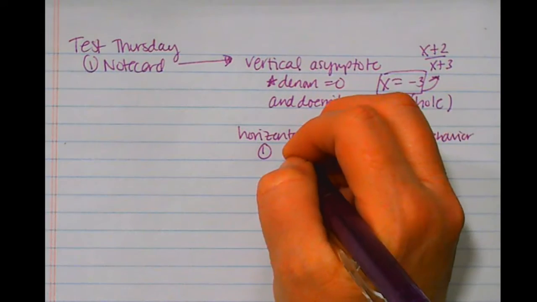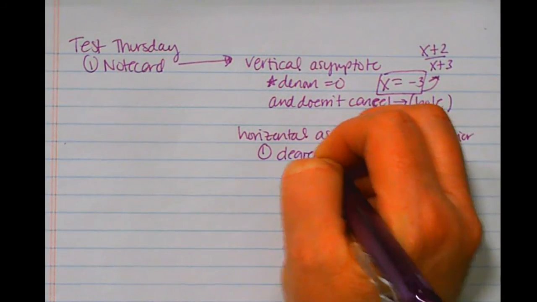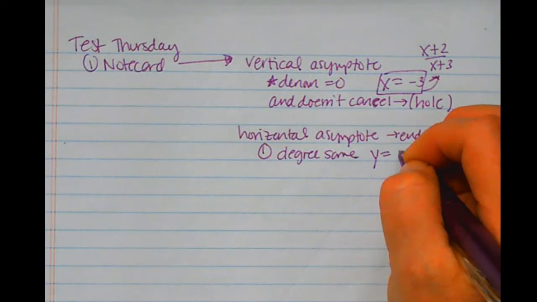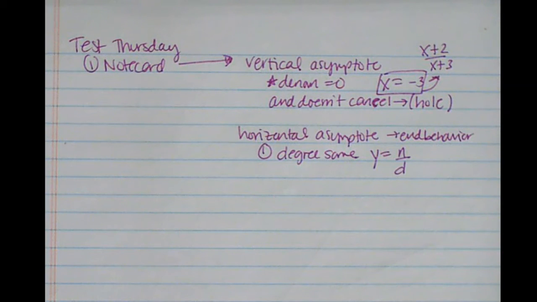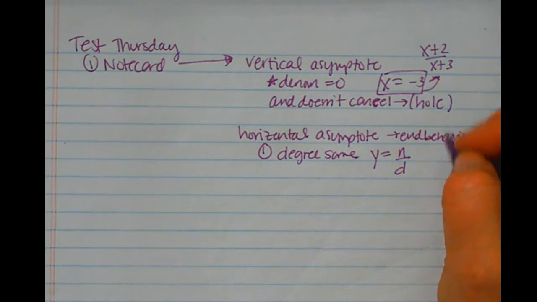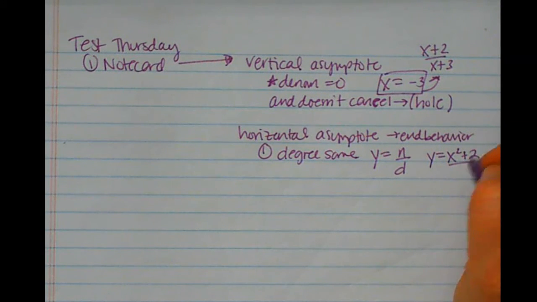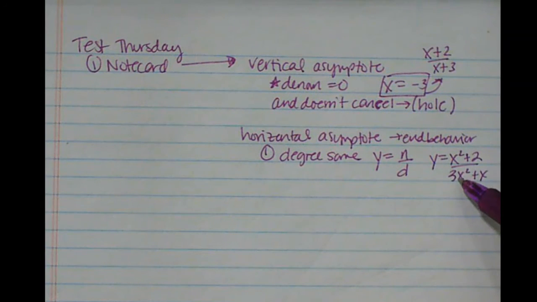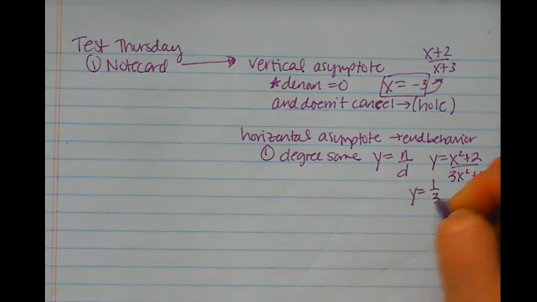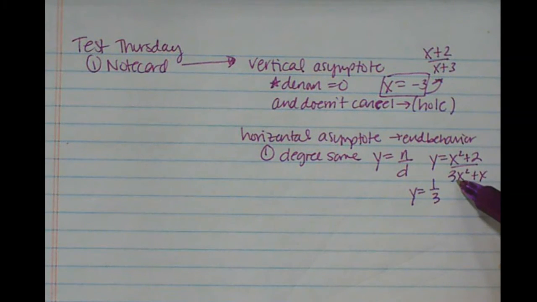One of them is where the degrees are the same. And then it's going to be y equals the ratio of the numerator to the denominator's coefficient. Okay, so the degree is the same, and you take the ones in the front. So if you had y equals x squared plus 2 over 3x squared plus x, since the degrees are the same, the asymptote would be y equals 1/3. It's the numerator number and the denominator number.